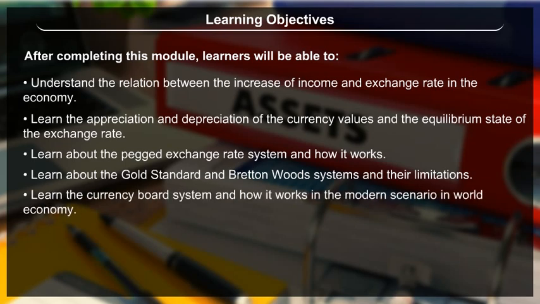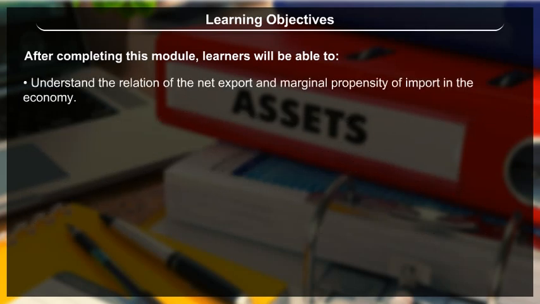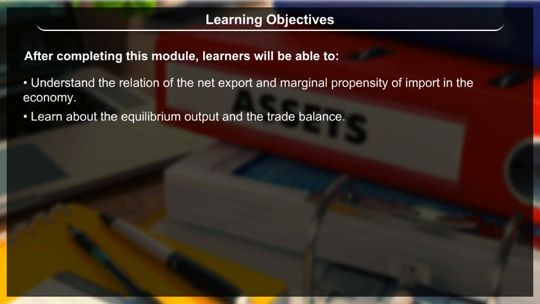Learn the currency board system and how it works in the modern scenario in the world economy. Learn how aggregate demand acts on the income identity in the open economy. Understand the relation of net exports and the marginal propensity to import in the economy. Learn about the equilibrium output and the trade balance.